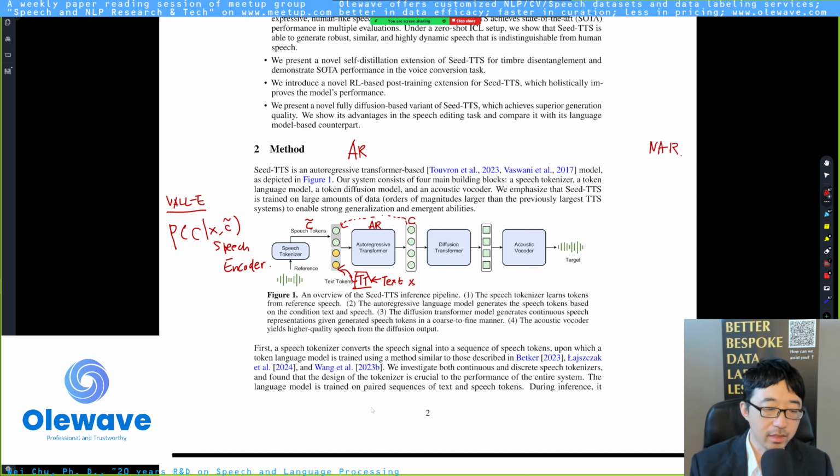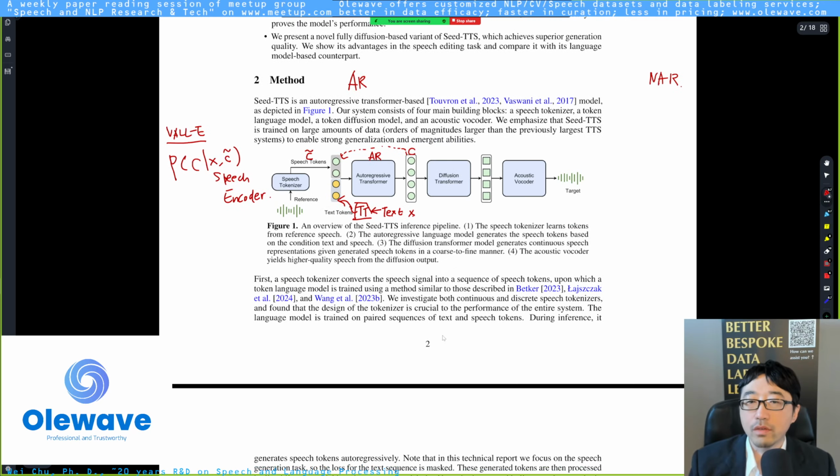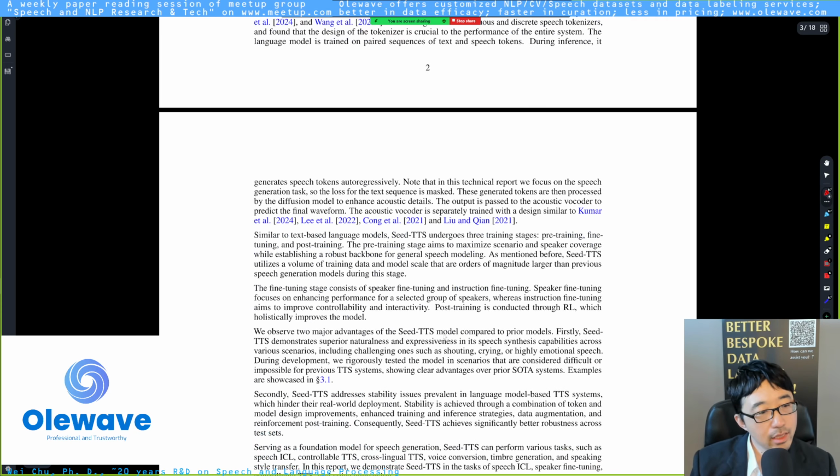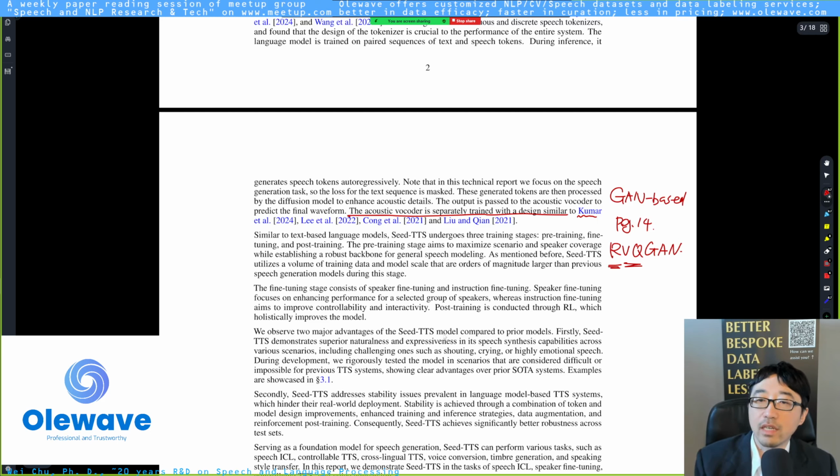And they mention that their acoustic vocoder, you see, the acoustic encoder is separately trained with a design similar to this paper. This paper, what is this? This is a GAN-based vocoder, okay? You can check this paper on page 14. They mention their RVQ GAN, residual vector quantization GAN, okay?